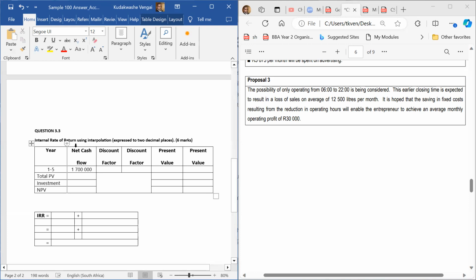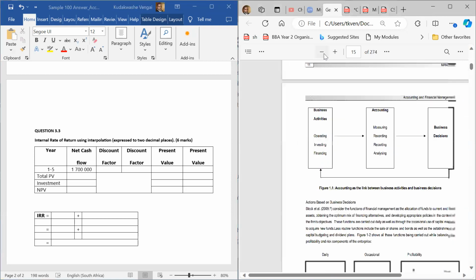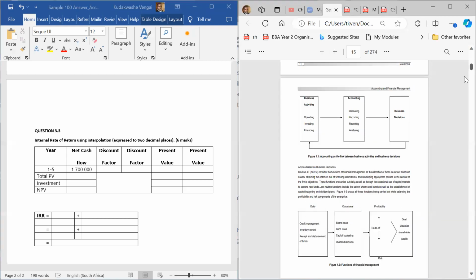Right? So once you have got your net cash flows, then you discount. When I say discount something, I'm saying find the present value. I'm saying remove inflation, remove interest rates, and find what is the true value of that money today if it's going to be received in the future. So the discount factor is something that you can get from your study guide. At the end of your study guide, there are some tables there that you can make use of.